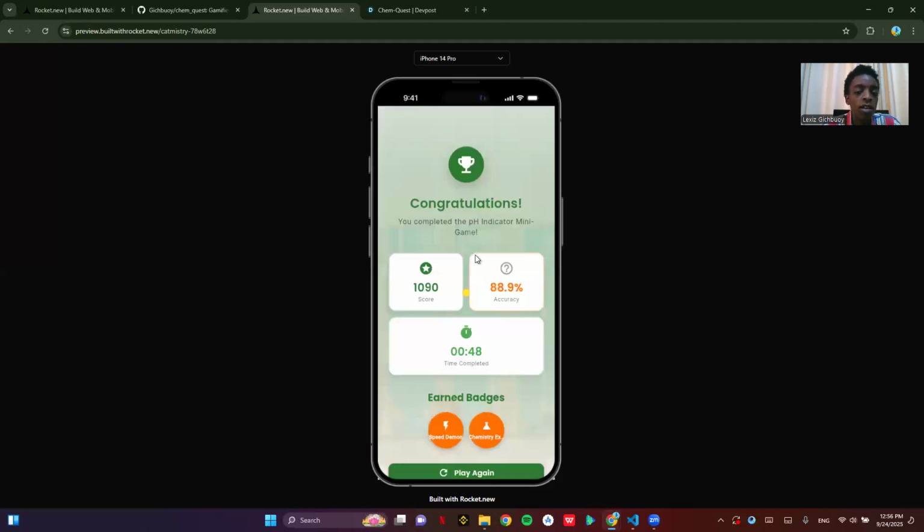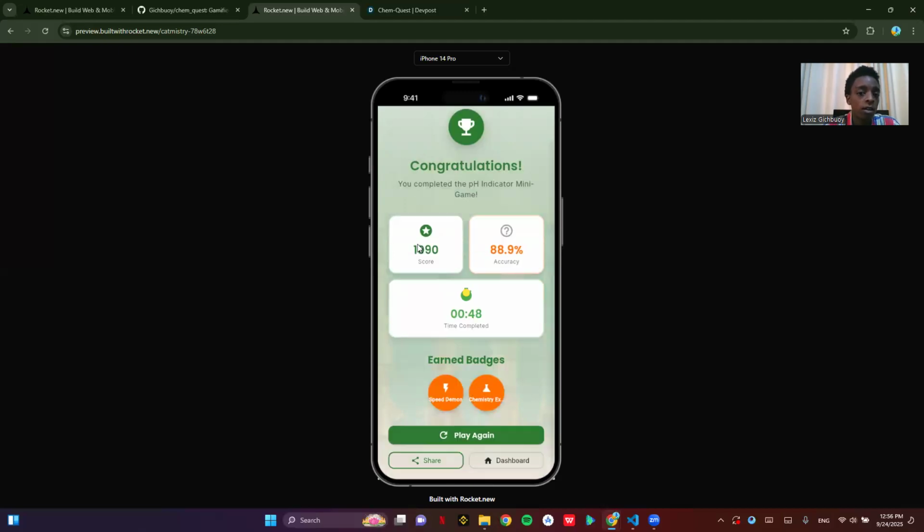And after this, the user finishes the mini game, gets the score, the accuracy, because I missed the pH of the vinegar, and the time that I've taken to complete this. And also the student has earned a few badges over here to make it more motivational. You want to come back and earn more badges.